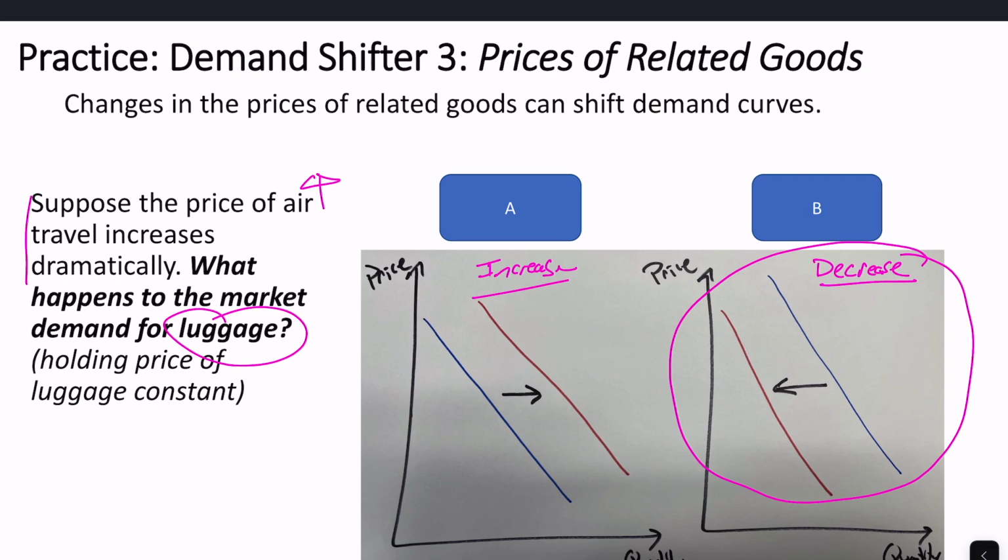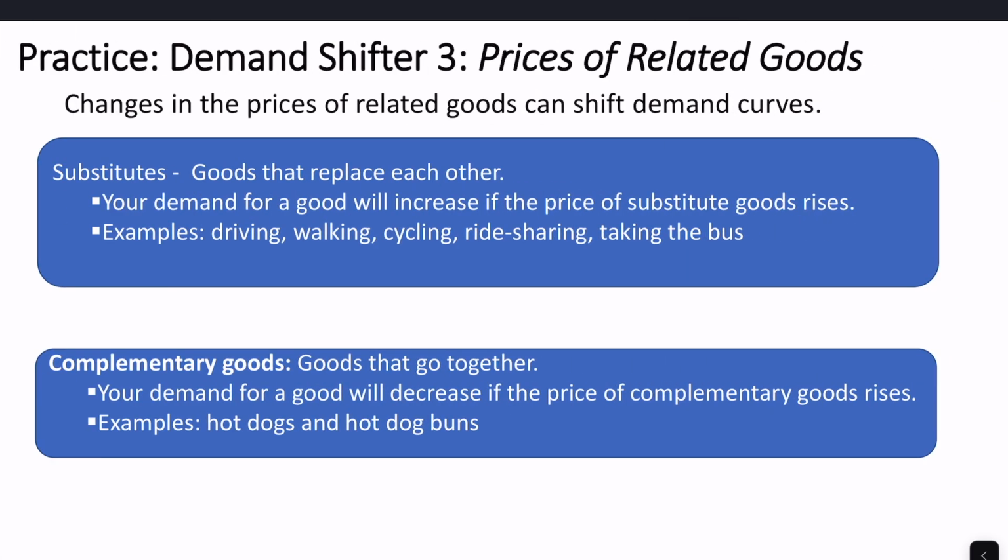And so if we have that relation, if the price goes up and demand goes down for the good, then we have what's called a complementary good. And so these are goods that go together. And so your demand for a good will decrease if the price of a complementary good rises. This is the opposite direction of a substitute.